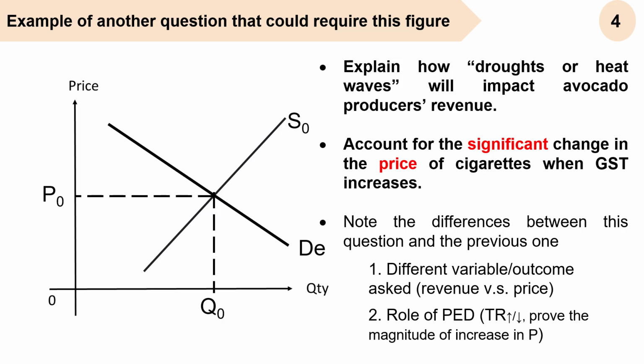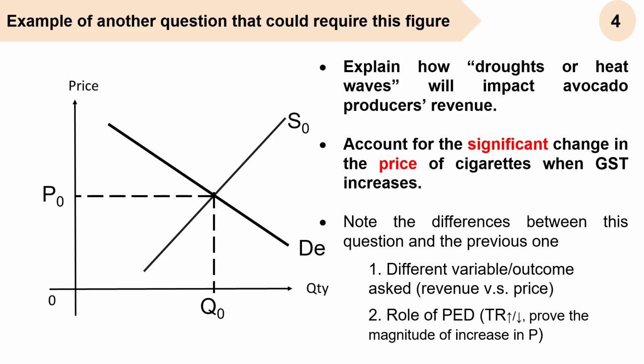So what are the differences between the previous one and this question? The drought question asks you about the impact on revenue, while the cigarette question asks you about the significant change in price. So one's asking about revenue, one's asking about price. Then what's the role of PED? Both questions will require PED. In the first scenario, the drought question, PED will affect whether total revenue increases or decreases. However, in the second scenario, they're asking you to prove the magnitude of increase in P.